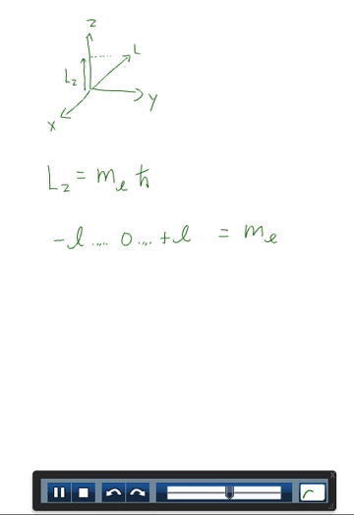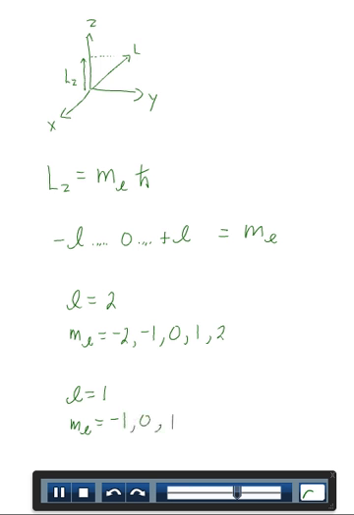So say if we had an l value of 2, m sub l could equal negative 2, negative 1, 0, 1, or 2. So it can range from negative l all the way to positive l in integer values, meaning whole numbers. Now if l equals 1, m sub l can have the range of values minus 1, 0, and 1. If l equals 0, m sub l can only be 0.